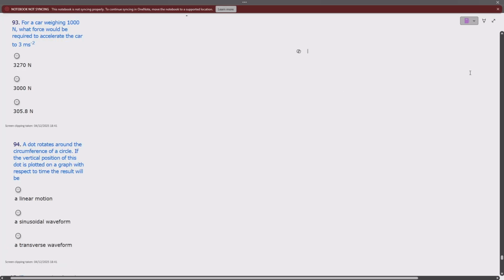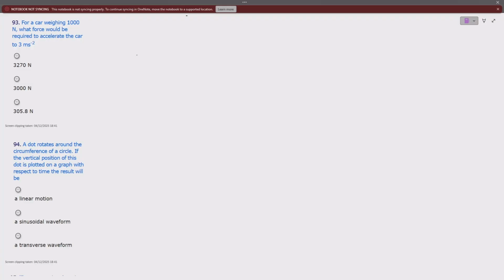Right, question number 93. For a car weighing 1000 newtons, what force would be required to accelerate the car to 3 meters per second squared? So the weight was given as 1000 newtons. Acceleration was given as 3 meters per second squared. But the weight of the car, we need to find the mass of the car. So weight W equals mass times acceleration due to gravity.